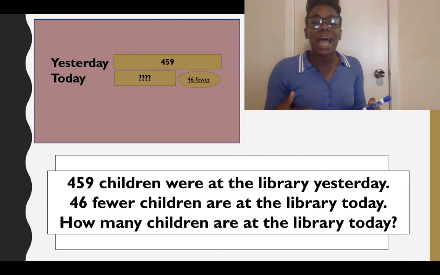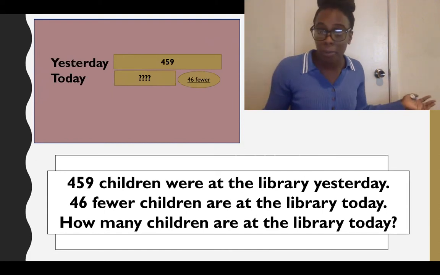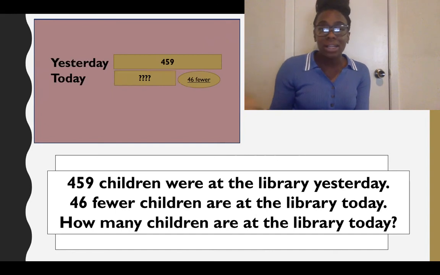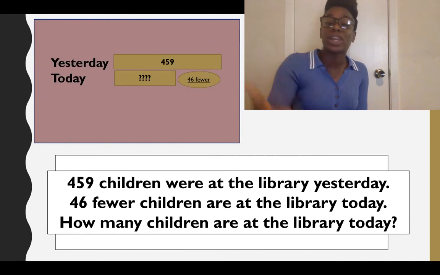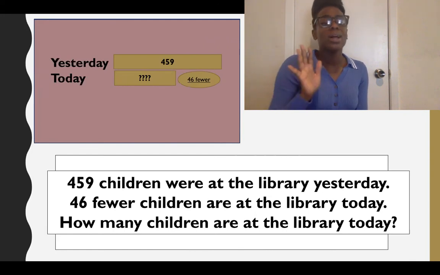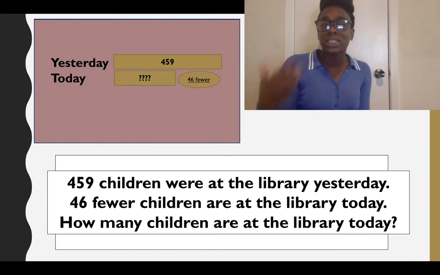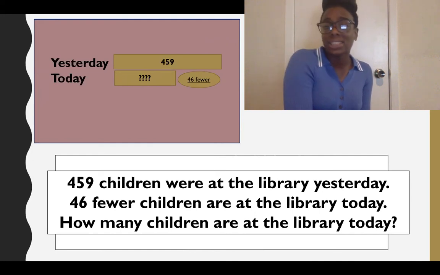So you notice how I didn't just automatically solve the problem. I looked at the bar model and also talked it out. This is something you can do while you're in class. You can just say it in your head. Just think about it. I really want to encourage you guys that when you're looking at a word problem, take your time. Read one sentence at a time. Make sure you understand exactly what the sentence is telling you, and then solve the problem.